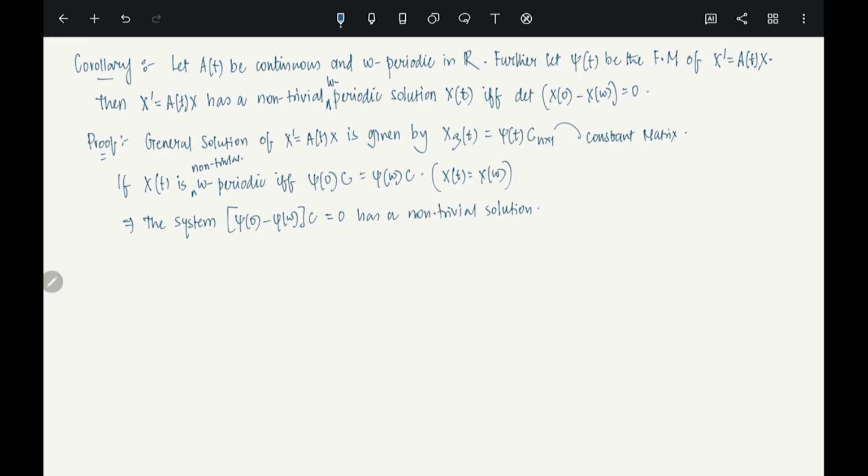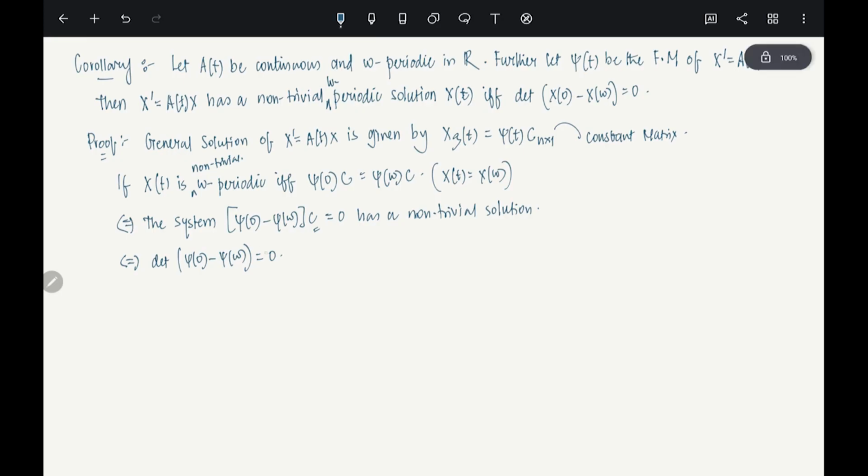But for this system to have a non-trivial solution, what is the requirement? That will imply, and it is actually if and only if, the determinant of psi of 0 minus psi of w has to be 0. Otherwise this system cannot have a non-trivial solution. That's just basic system of linear equation stuff, right?